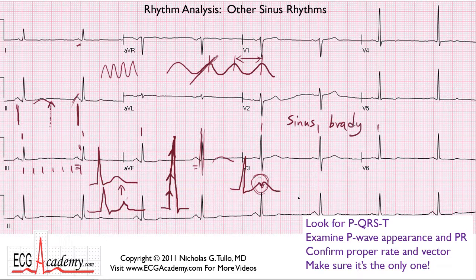So if this is sinus brady, it fits all the criteria. The P wave is by itself. It looks like a normal P wave, has the expected vector, down and to the left of the patient. The PR interval is normal and the rate is less than 60.